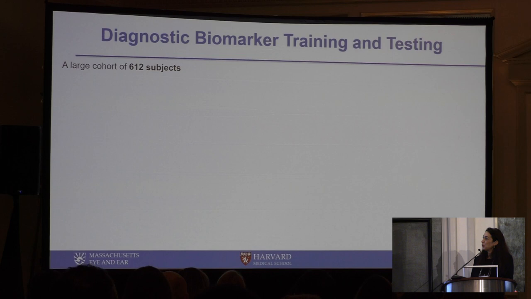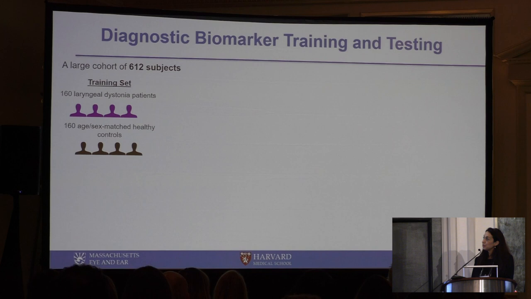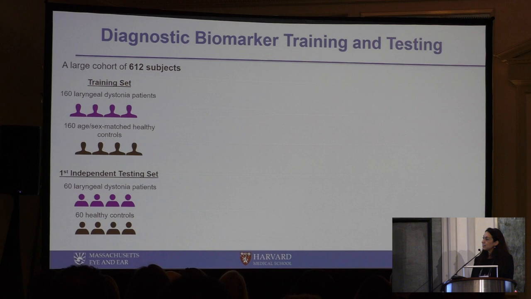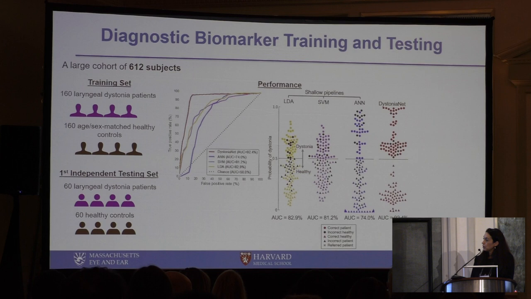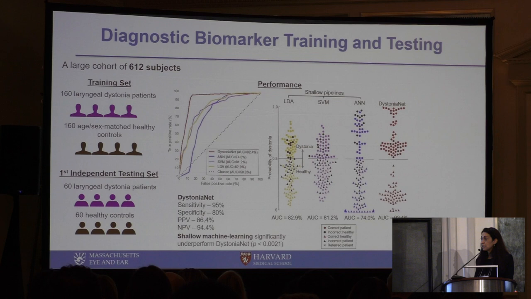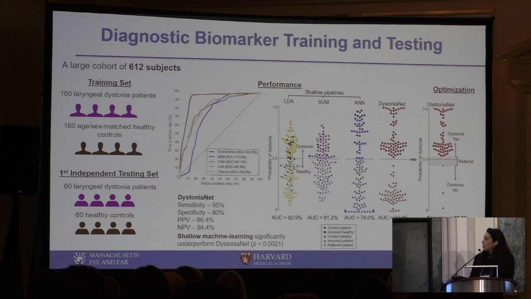We were fortunate enough to have a very large number of patients and healthy controls collected over years of research. Our independent testing set showed that DystoniaNet outperformed all other shallow machine learning algorithms by great significance, and also showed high sensitivity, specificity, as well as PPV and NPV values. Further optimizing DystoniaNet, we removed the presence of healthy subjects, because healthy subjects will not come to the clinic to see a laryngologist or speech language pathologist. There's no need for that. So all we need to deal with are patients. And we also included the triage as a referral.